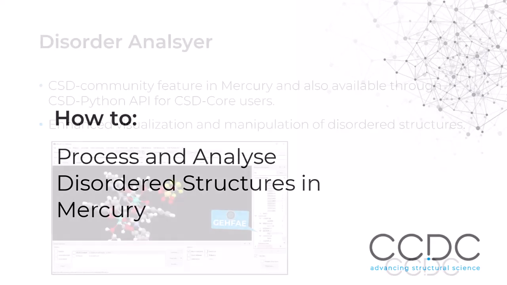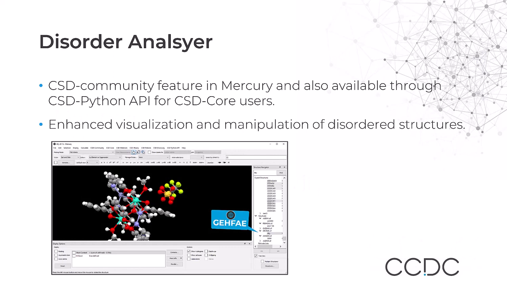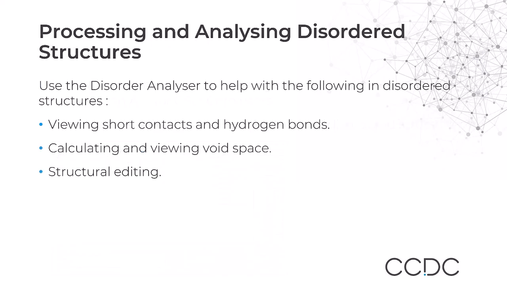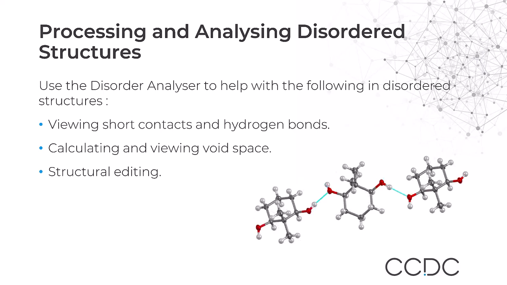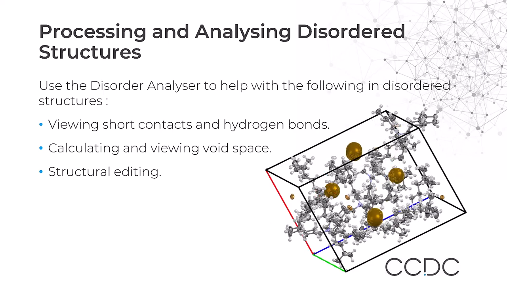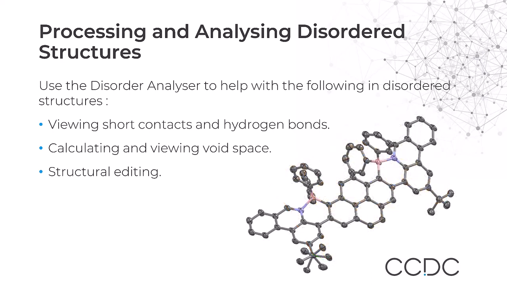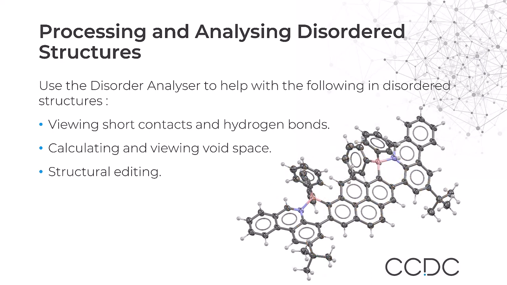This tutorial features the Disorder Analyser tool, which is available in the 2023.2 release of CSD software and subsequent releases. If you are unfamiliar with the Disorder Analyser, we recommend first watching Visualizing Disorder in Mercury. In this video, we will show how the Disorder Analyser integrates with other functionality in Mercury. Specifically, we will see how the analyzer handles short contacts and hydrogen bonds, how it interacts with void calculations, and how it allows for structural editing of individual disordered components.